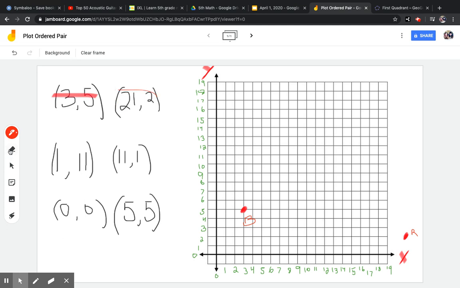Okay, what about 1, 11? Well, 1 is my x, so I'm going to take 1 step towards the x, and then I'm going to take 11 hops up. And it should match the number 11 right there. And I'll call that point O.